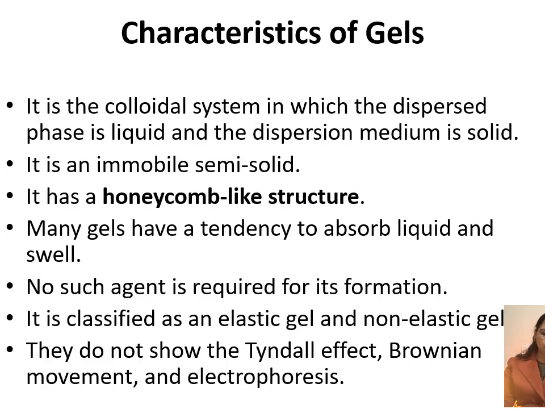Now let us focus on a few of the characteristics of gel. As I have told you earlier, the colloidal system in which the dispersed phase is liquid and dispersion medium is solid, that is known as gel. So it is an immobile semi-solid having honeycomb-like structure. Many gels have a tendency to absorb liquid and they swell. No such agent is required for the gel formation. Gels may be classified on the basis of elastic properties into two categories, that is elastic gel and non-elastic gel.